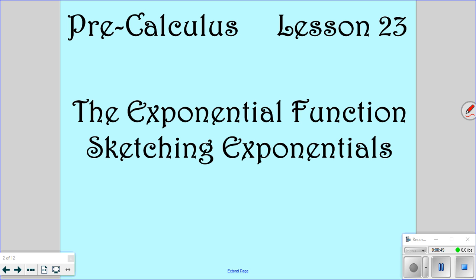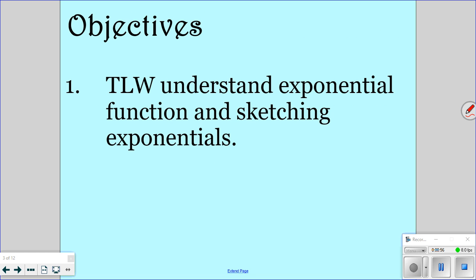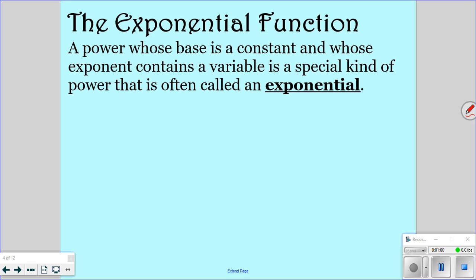We are looking at lesson 23 today. We're going to look at the exponential function and then sketching exponentials. So hopefully you'll understand exponentials and how to sketch them after this lesson. So first off, what is an exponential?